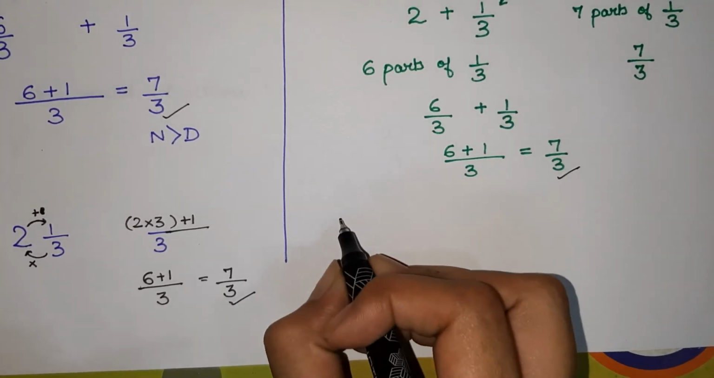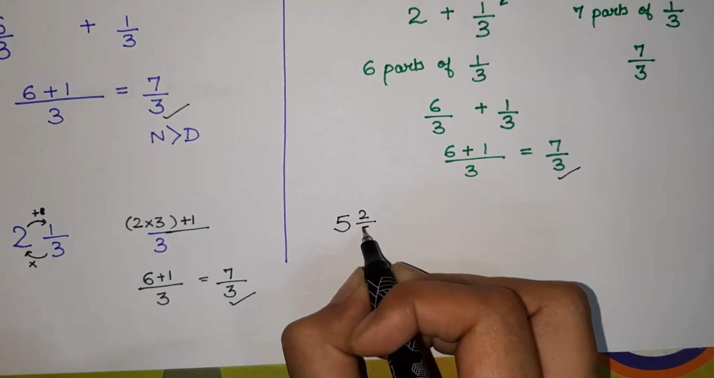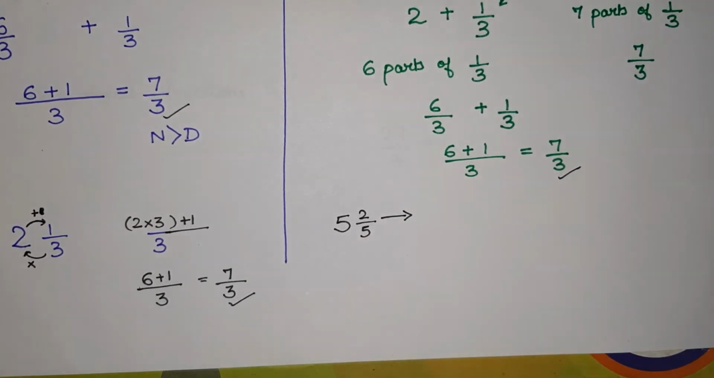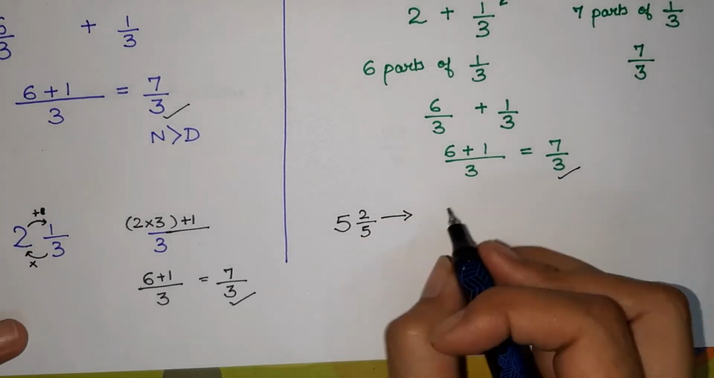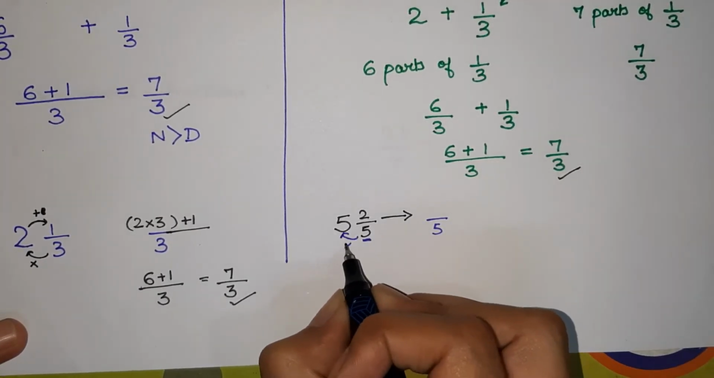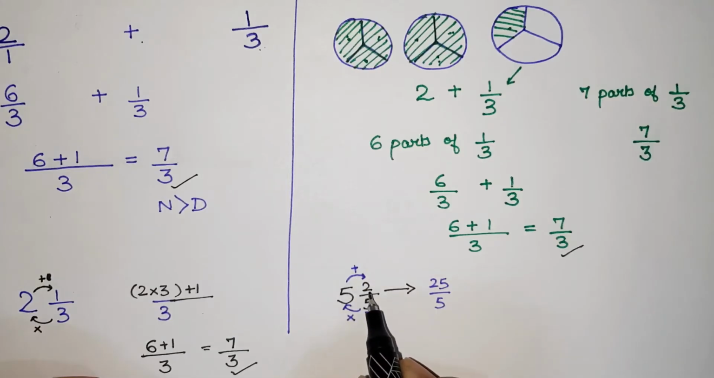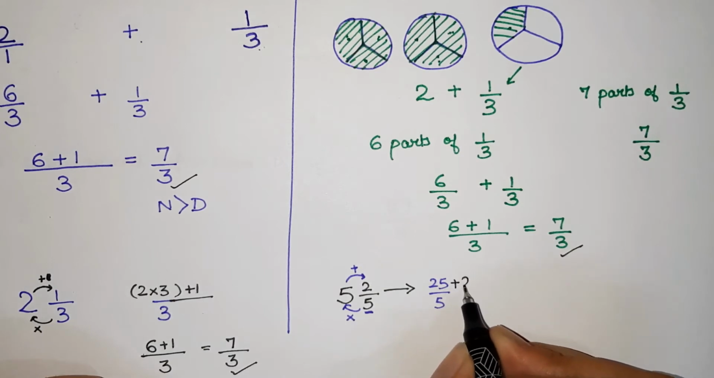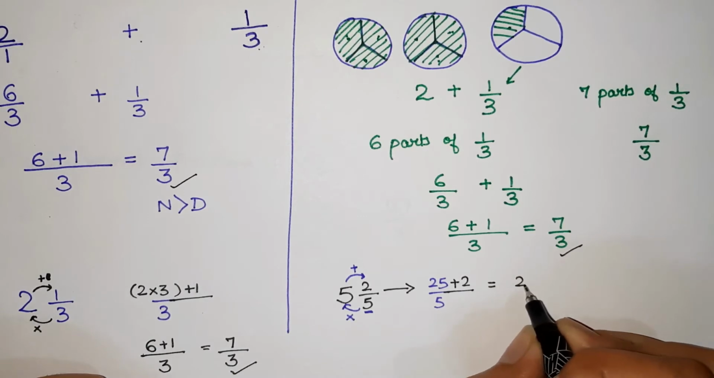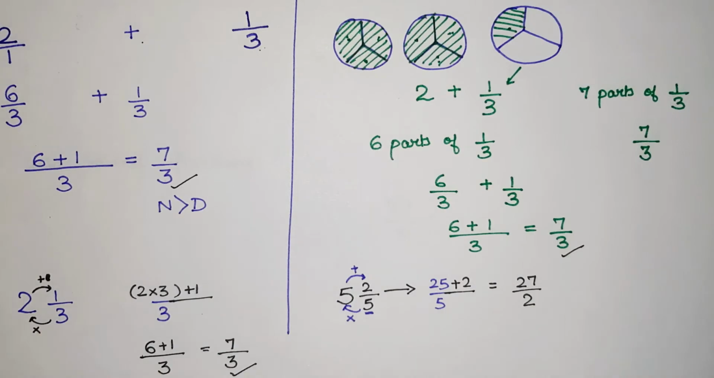Let's do another one. If there is a fraction 5 2 by 5 and we have to convert it into an improper fraction, we can simply write the denominator as it is, this one. We will multiply 5 with 5. 5 5s are 25 plus 2. And the answer becomes 27 by 5. Let's do the questions now.